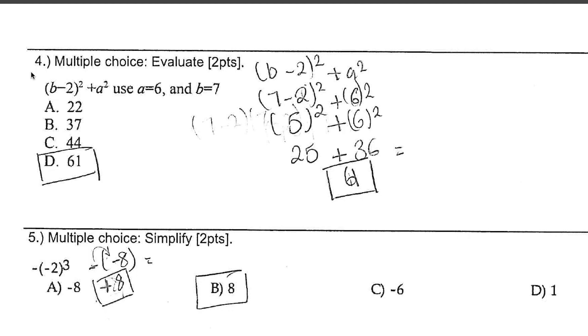Question number 4, I'm going to use some student work. The correct answer is D, 61. B minus 2 squared plus A squared gives A is 6, B is 7. Let's see what the student has. They wrote down the equation again. Substitute the B value is 7, A is 6.